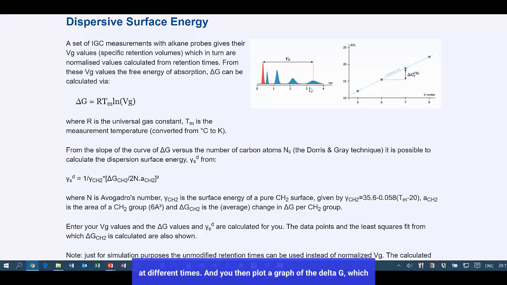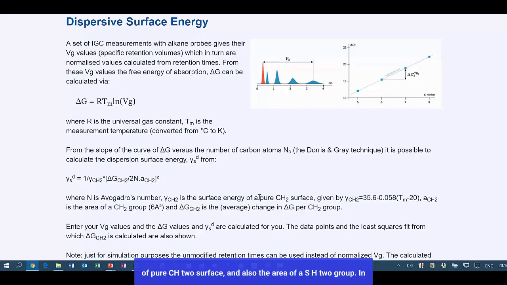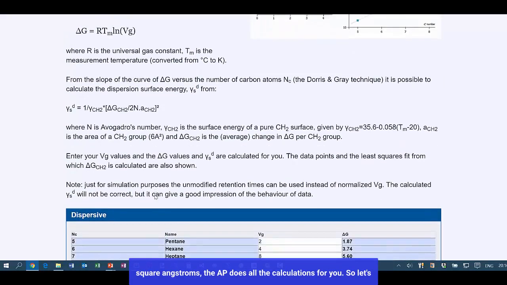But they all come out at different times, and you then plot a graph of the delta G, which you calculate from the Vg of each probe sample, and from the slope you can calculate a gamma SD, which is the dispersion surface energy. You need some factors: Avogadro's number, the surface energy of a pure CH2 surface, and also the area of a CH2 group in square angstroms. The app does all the calculations for you.